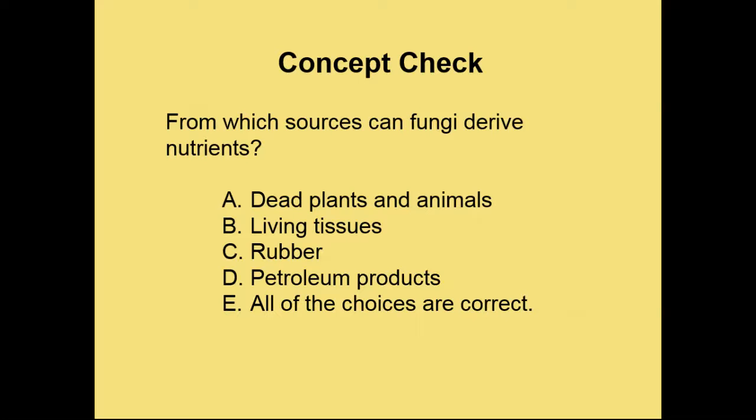So, concept check class. From which of these sources can fungi derive nutrients? Can fungi derive nutrients from dead plants and animals, living tissues, rubber, petroleum products, or E? All of the choices above are correct. You should check your textbook for this one. You can also scroll back in the presentation or rewind this video. This wasn't covered very explicitly in this lecture presentation. It is covered in more detail in your text. So pause it and go look up the answer.